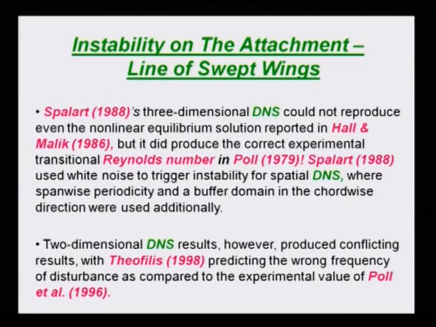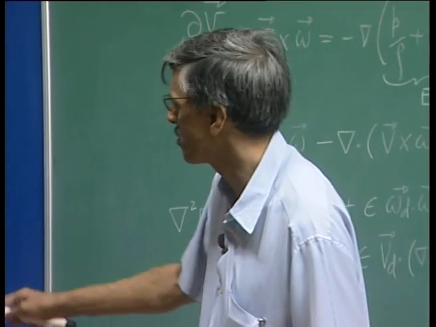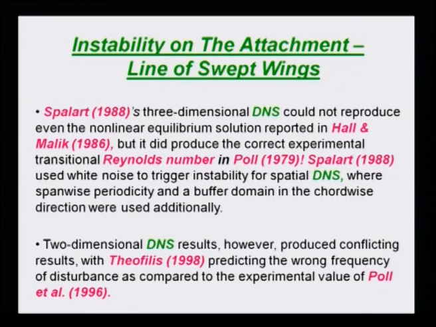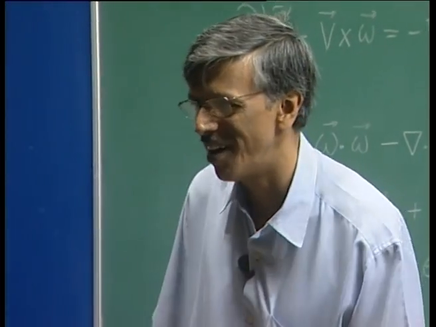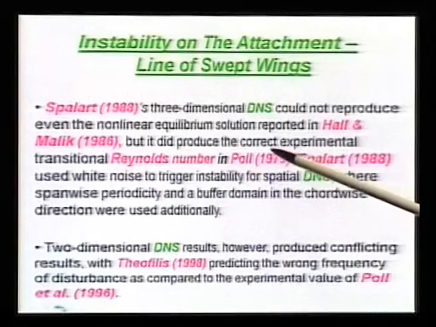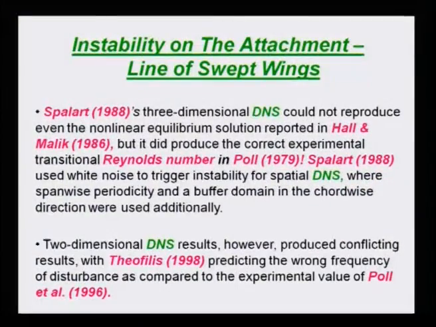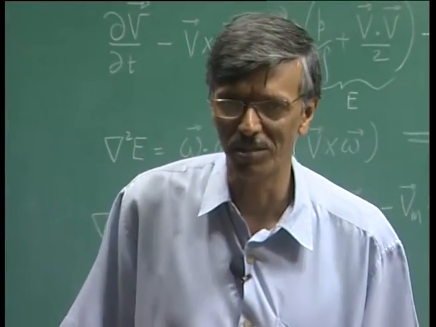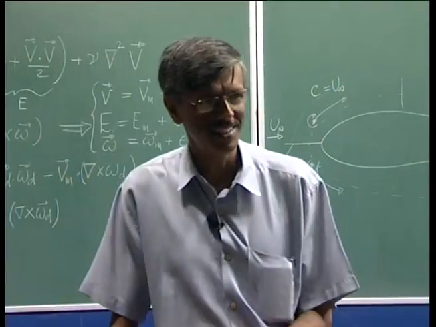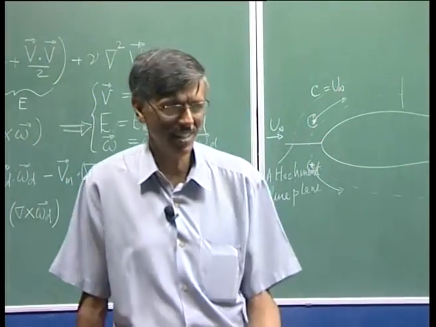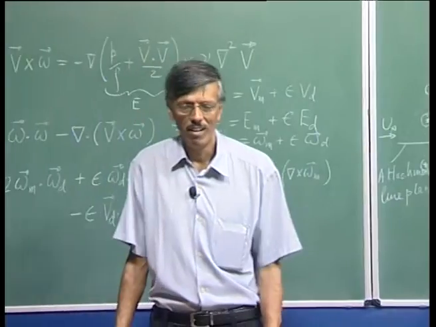For example, Spalart did a 3D DNS. He could not even produce the equilibrium flow itself, which was experimentally reported by Hall and Malik in '86. So, what was wrong? But it did produce the so-called transitional Reynolds number from the experiment of Paul. So, this really comes with an exclamation mark, because if you cannot even get the equilibrium flow, but you do get the disturbance flow, then it could be a coincidence.